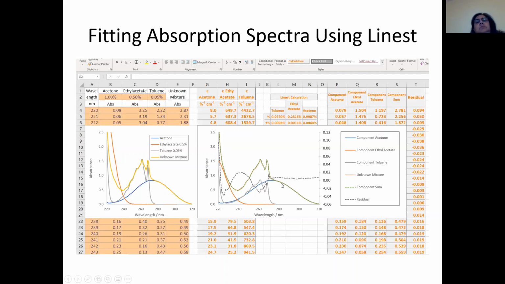So this is simply showing that you can decompose a mixture into its constituent parts using the standard spectra. And if you're curious as to whether this is actually a good fit, you can subtract the component spectrum from the unknown mixture here and come up with a residual. And this dashed black line is the residuals. So it's the tiny differences between the dashed line and the golden line here, the mixture and the component sum.